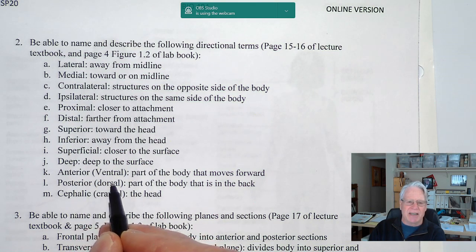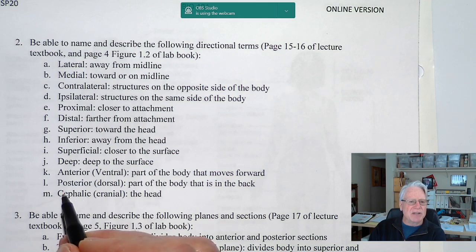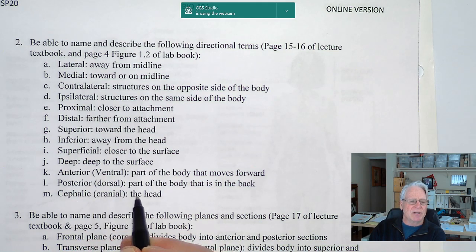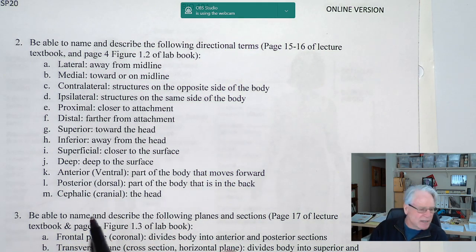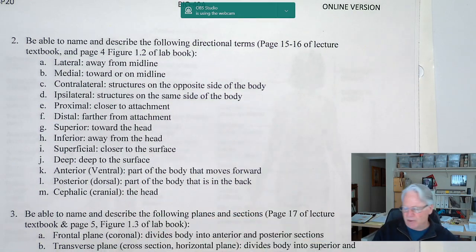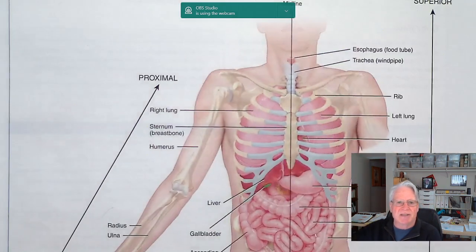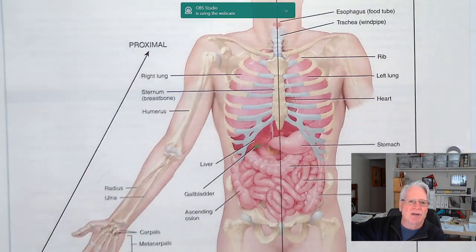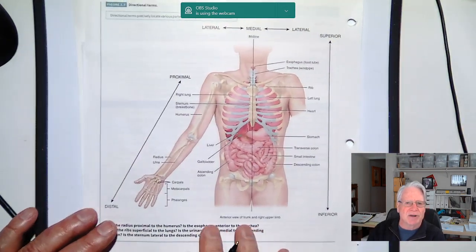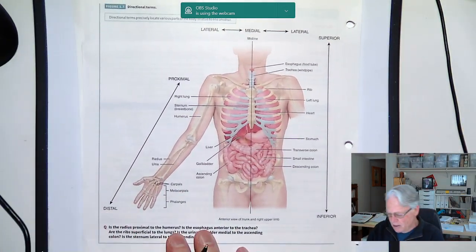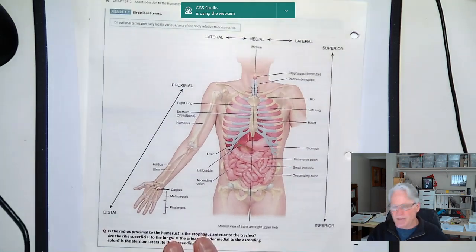But in a four-legged animal, they would not. So we'll talk about that in just a moment. And then, of course, we've already talked about this, the cephalic, cranial, or the head. Okay, so let's take a look at what these terms mean, and we'll do them in pairs. As I said, they are paired up. So here is a nice drawing that will allow us to identify these different parts of the body.